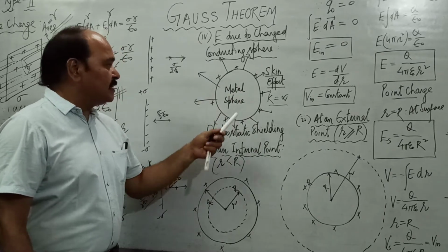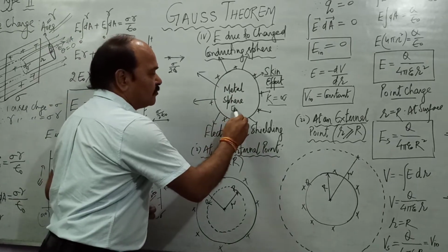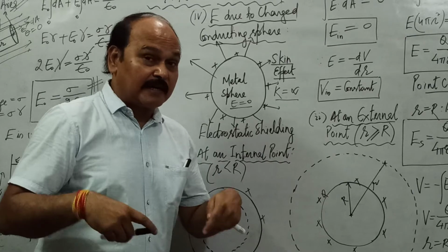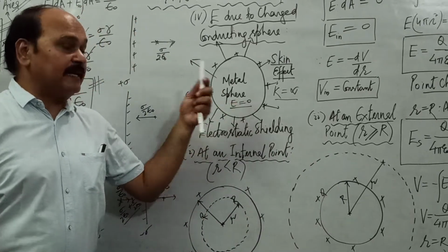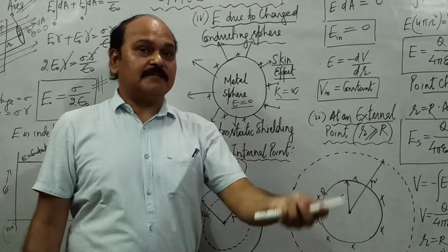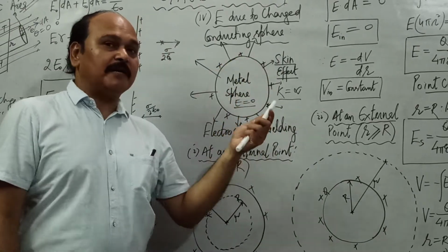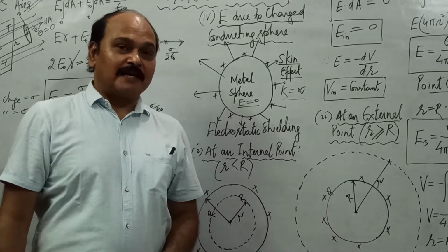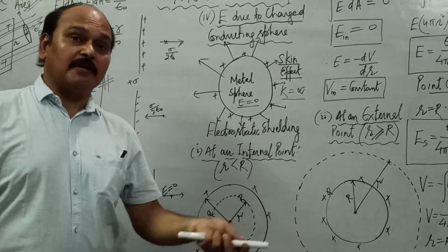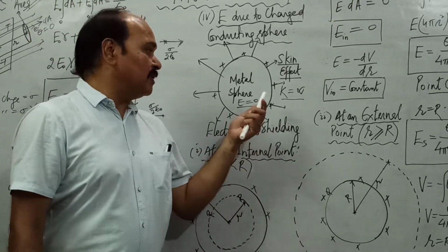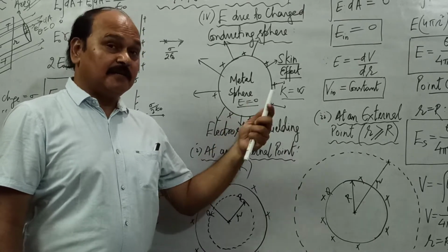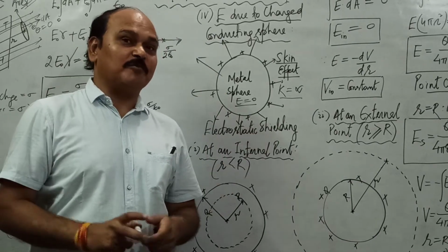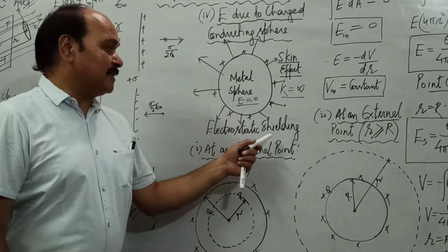Since there is no charge inside, therefore electric field inside is zero. This is what is called electrostatic shielding. Since there is no electric field inside, there is no electric potential difference inside, and as a result, the inside of the metal is electrically insulated, and this is what is called electrostatic shielding. When charge is given to any metal, any conductor, there is no electric field inside. As a result, the inside environment is shock proof. This is what is called electrostatic shielding.